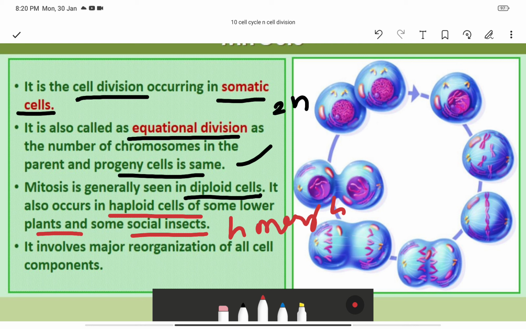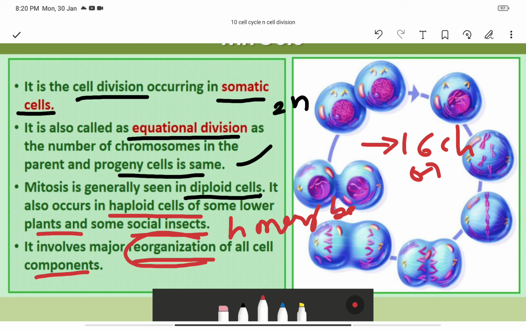Honeybee is there, you know. A drone has 16 chromosomes. An unfertilized egg changes into a drone, which is the male. Mitosis involves a major reorganization of all cell components.